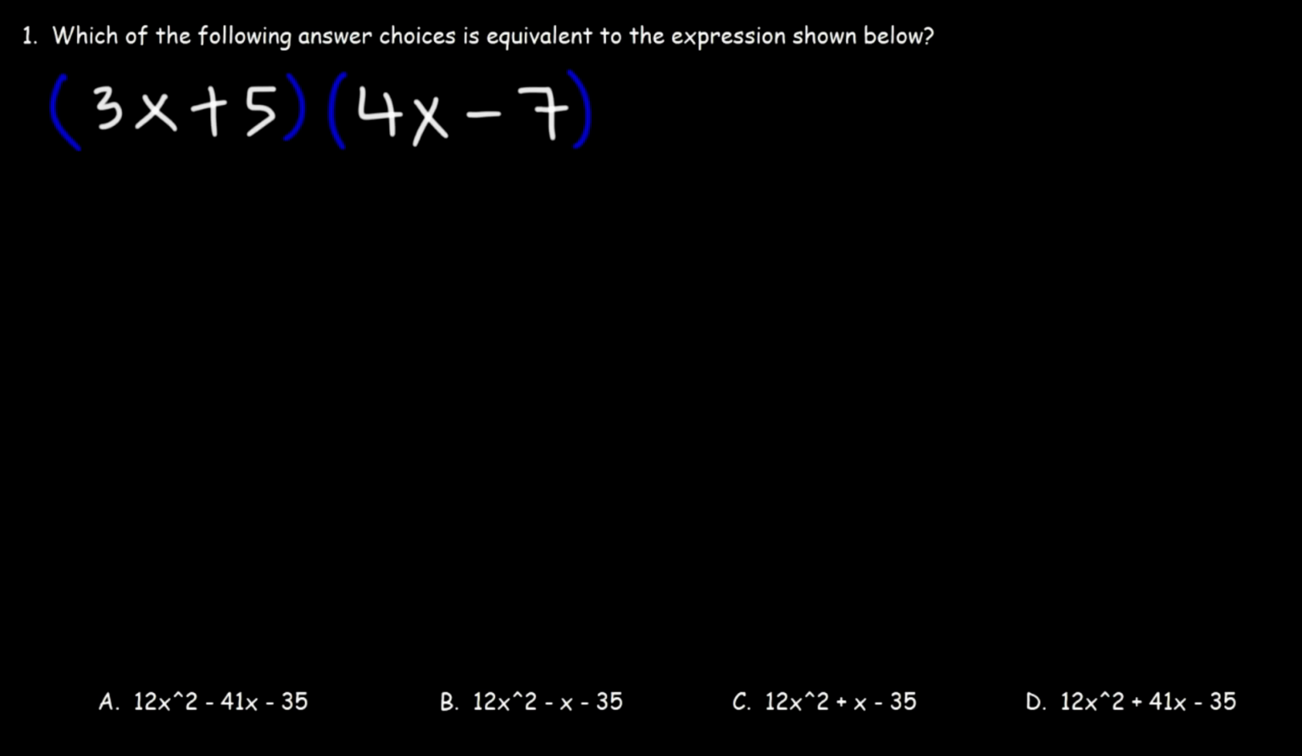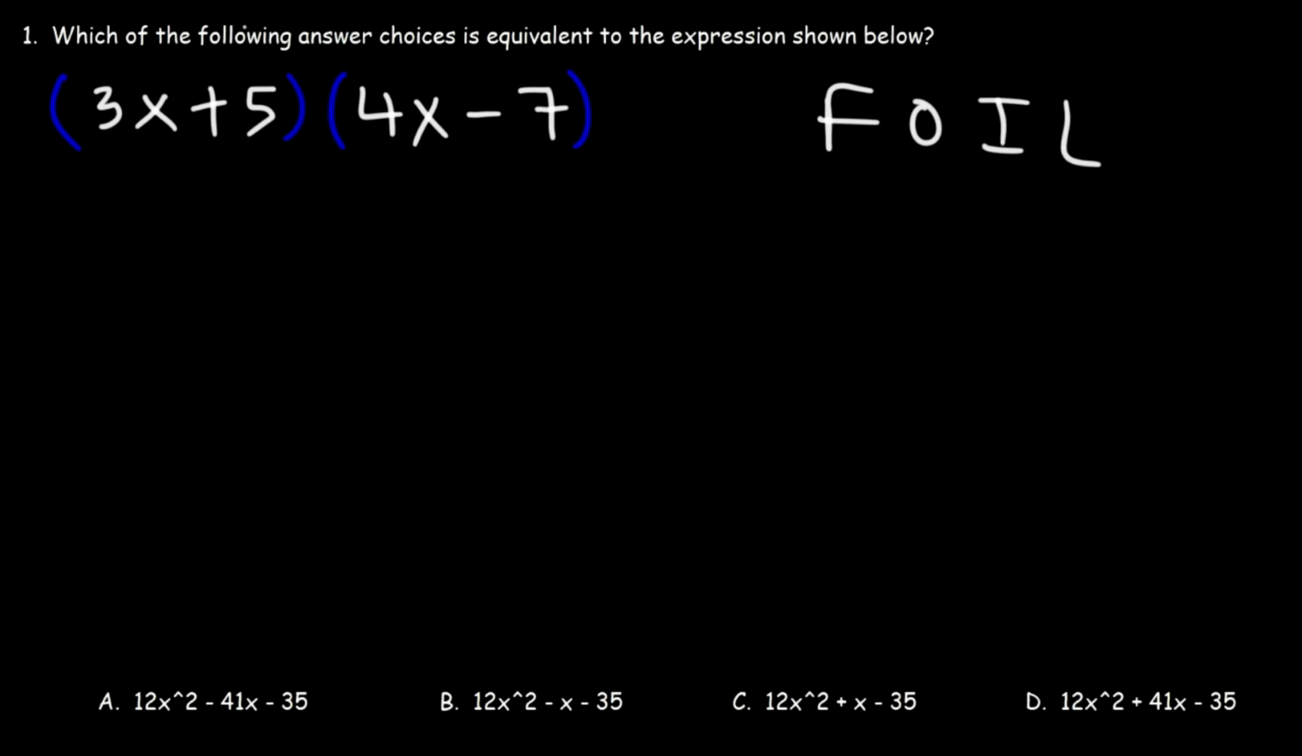Now for each of these problems, I recommend that you pause the video and work on it yourself. And then when you're done, you can play the video again to see if you have the right answer. So let's start with the first one. We need to multiply two binomials together. So we need to use the FOIL method.